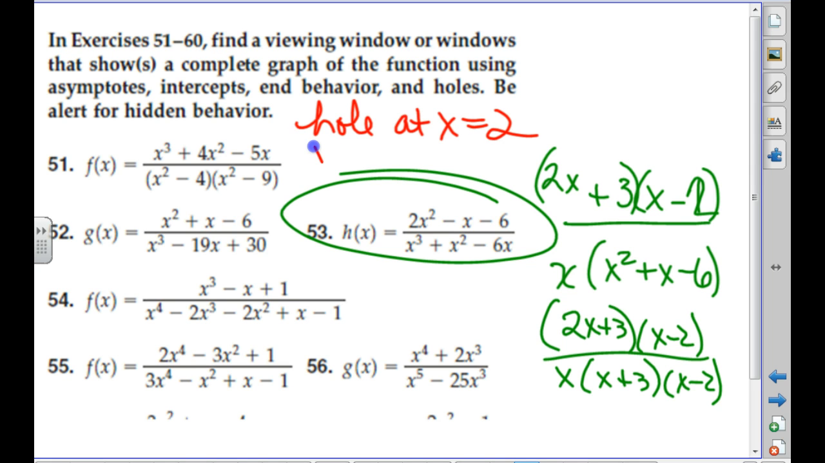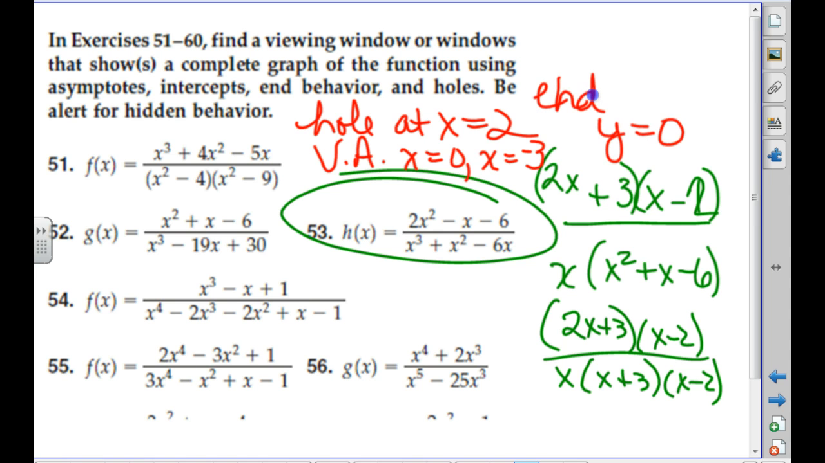Vertical asymptotes where? 0, negative 3, and 2. Nope. Right? No, no. Okay, can't have both a hole and a vertical asymptote. End behavior? Y equals 0, bottom degree is bigger. Okay. X-intercepts? X equals negative 3. And that's it because this is a hole. Okay?